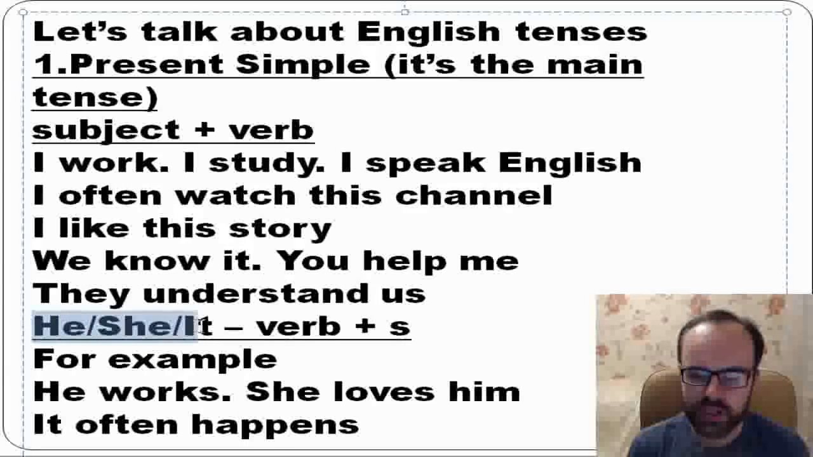If you have he, she, it, you add s. So you put s after a verb. For example, look. He works. She loves him. Don't forget to put s if it's he, she, it. It often happens. It's very important.